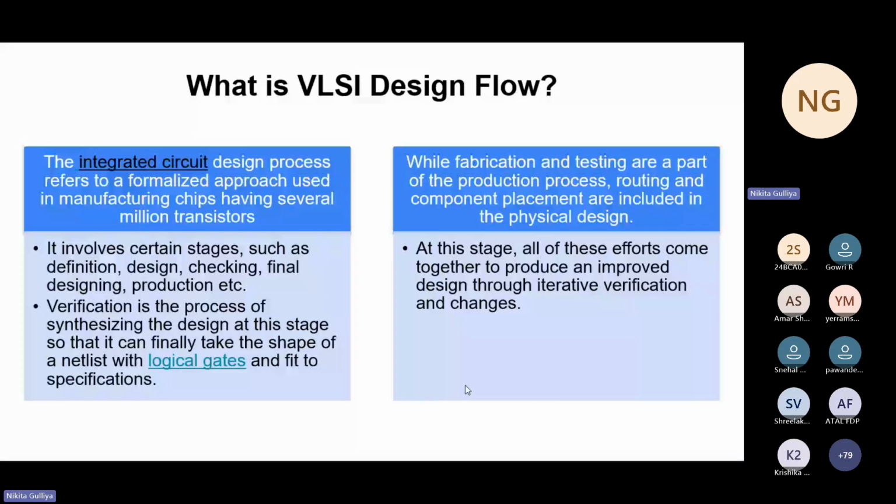Verification plays a key role throughout the flow. At a high level, it ensures the design meets specification and can later be converted into a gate level form called a netlist, which is used by tools for implementation. As the design progresses, the flow branches into different areas. Fabrication and testing are part of production, while placement and routing belong to physical design. Finally, it's important to remember that the design flow is iterative. If issues are found, the design is corrected and redefined until it is ready for manufacturing.